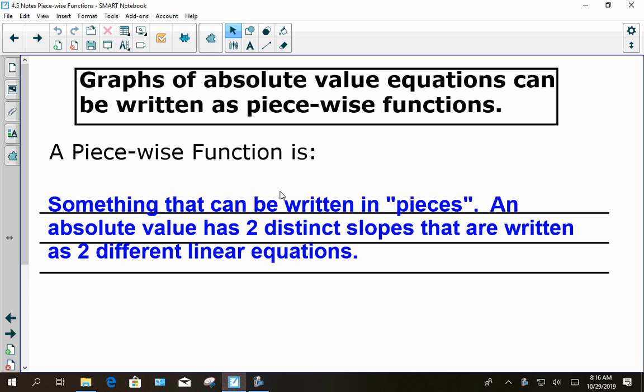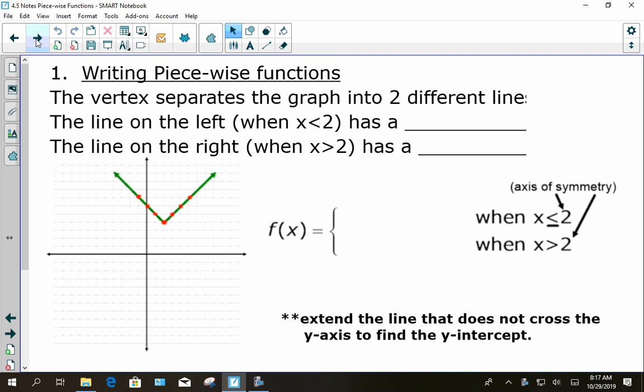Okay, a piecewise function. This will be on the test. A piecewise, multiple choice. A piecewise function has two distinct slopes and two equations. That's why it's a piecewise function. All right, so how do we write a piecewise function? Well, here it is. The vertex separates the graph into two different lines.